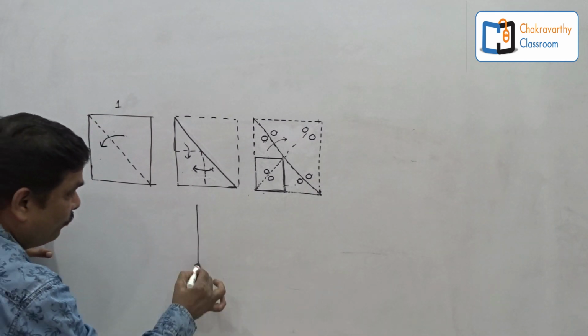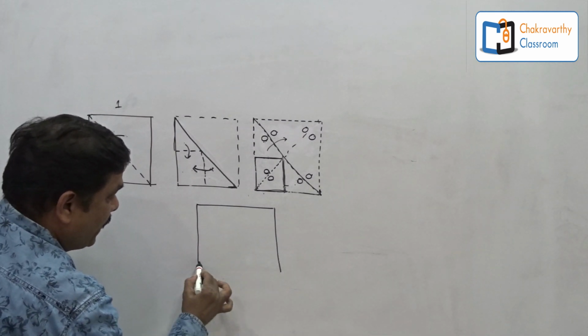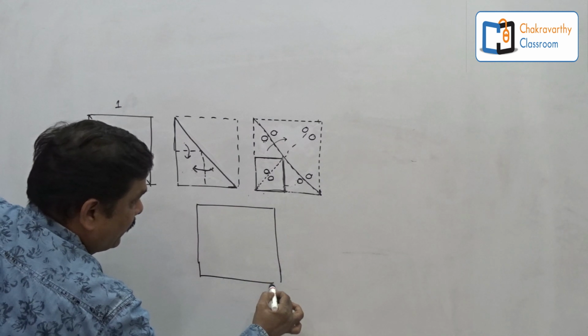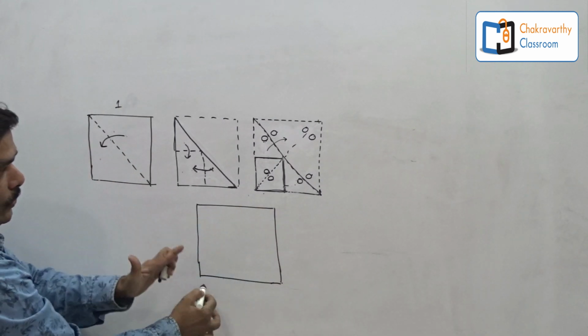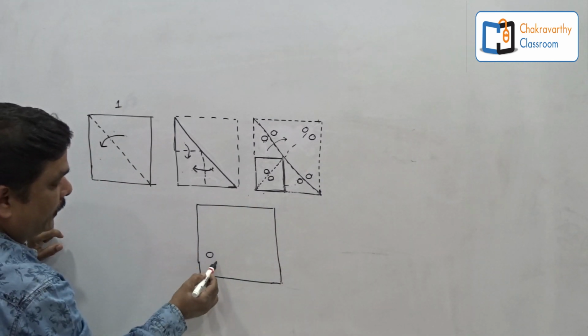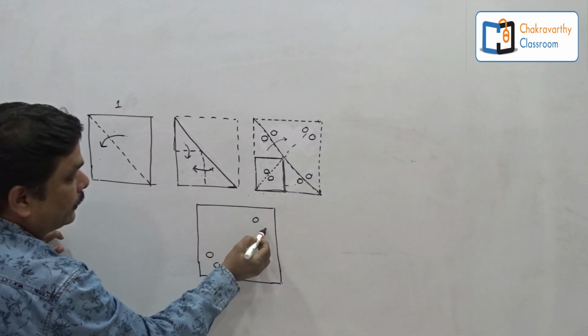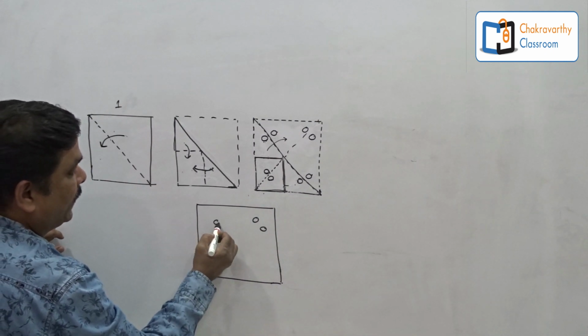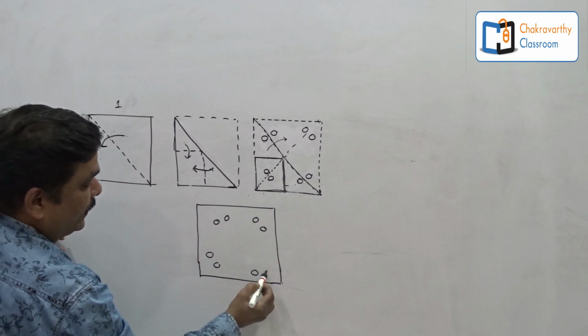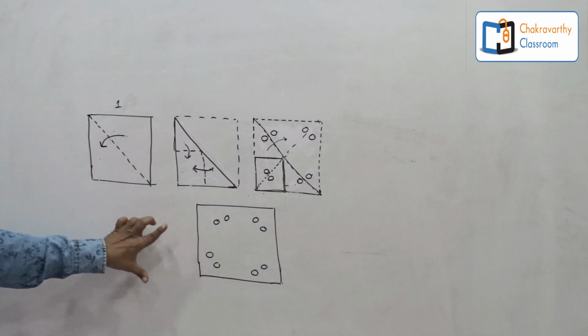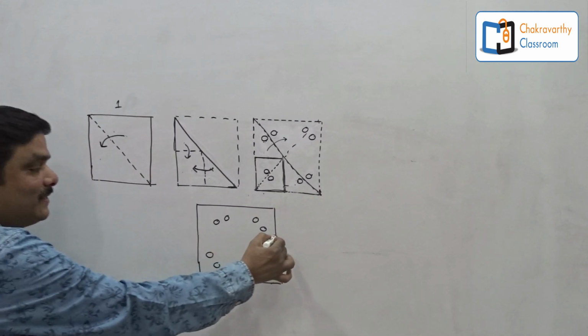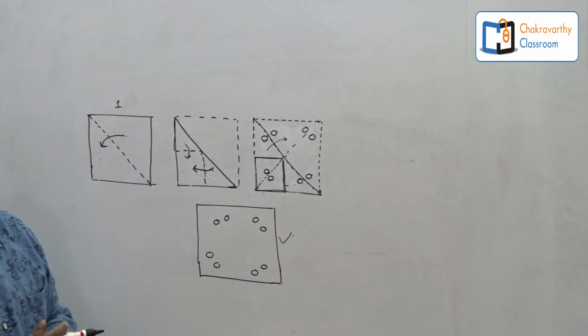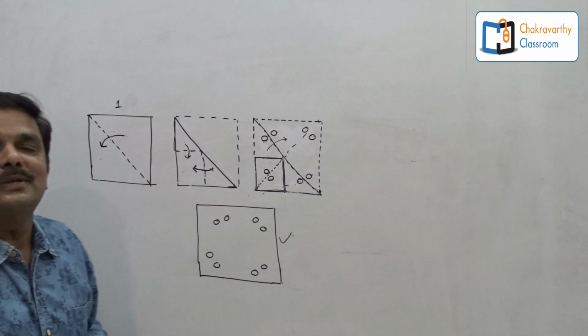Finally, the unfolded shape should be in this way. Take it as a square here. Two circles here. Two circles here. One is here, other is here, one is here, other is here. More or less I have done. So finally, this is going to be your option. Hope you must have understood this one.